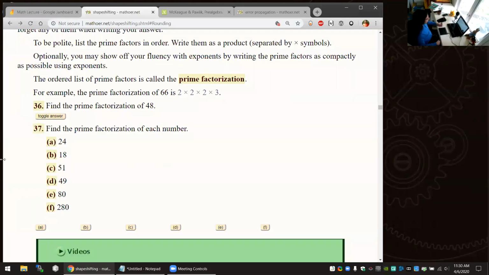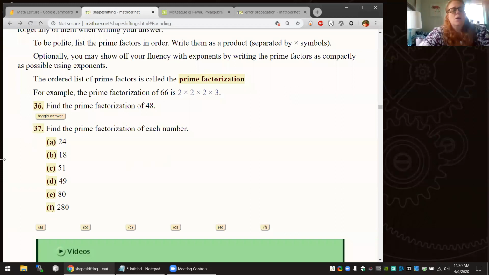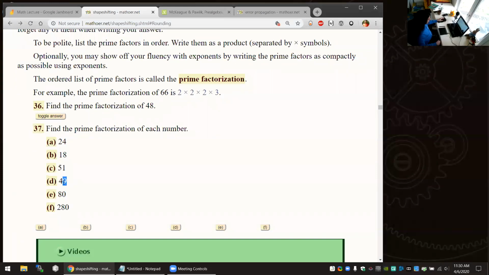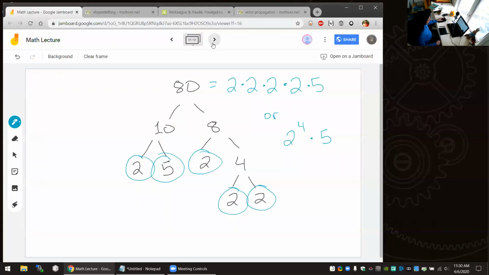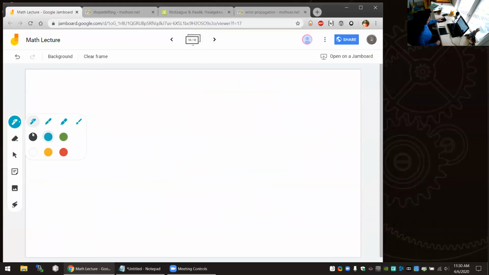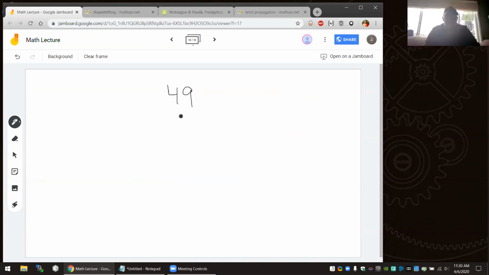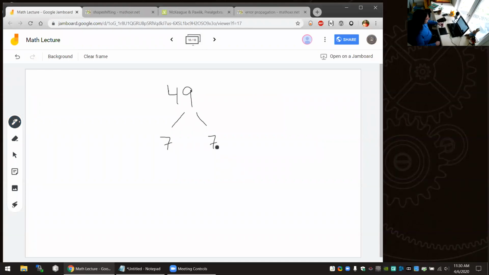Okay, should we do another? Sure. How about, some of them are pretty quick. So 49. What will I start with? 7 times 7. 7 times 7, and then I'm done. That's all there is to this one.